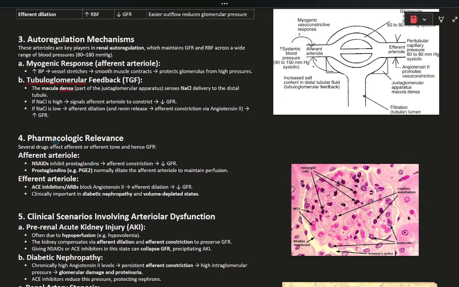We should also consider some pharmacology behind these arterioles, because several drugs indeed affect them.